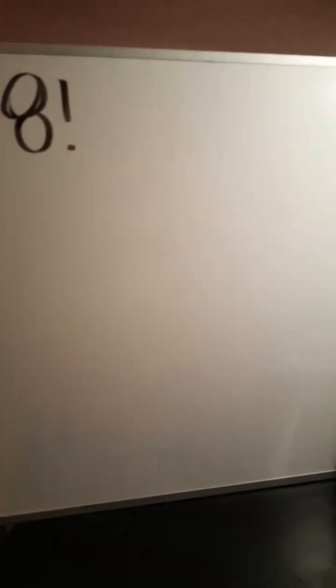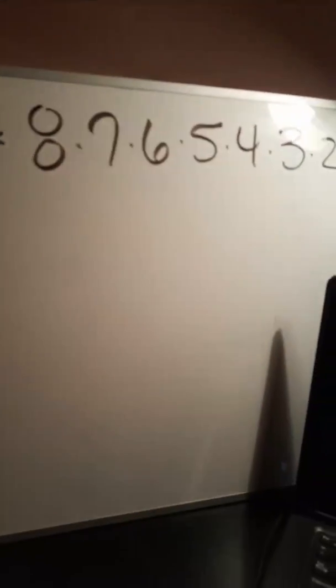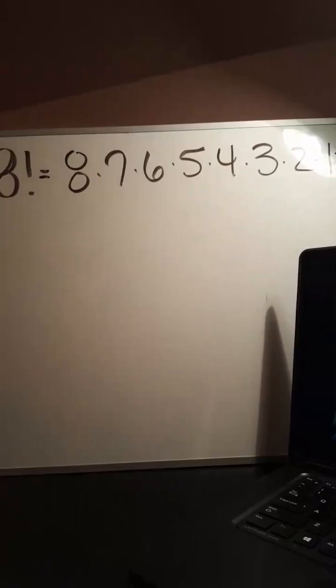Okay, so let's do an example of 8 factorial. 8 factorial, like I told you, is just taking the number that you have and descending: 8 times 7 times 6 times 5 times 4 times 3 times 2 times 1, and an equal sign. Hold on, let me get my calculator out.